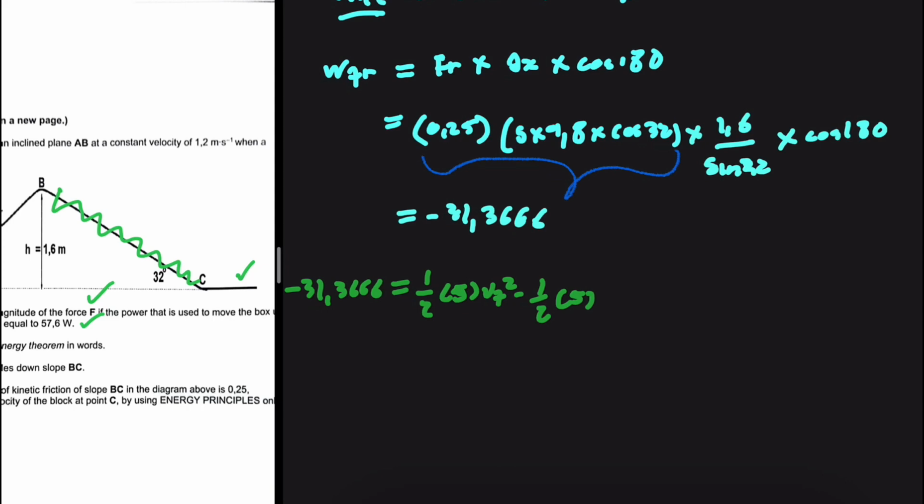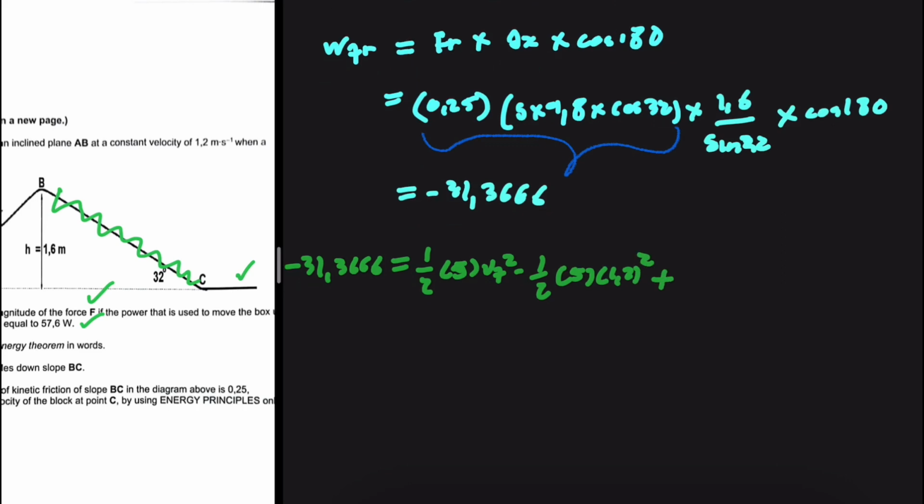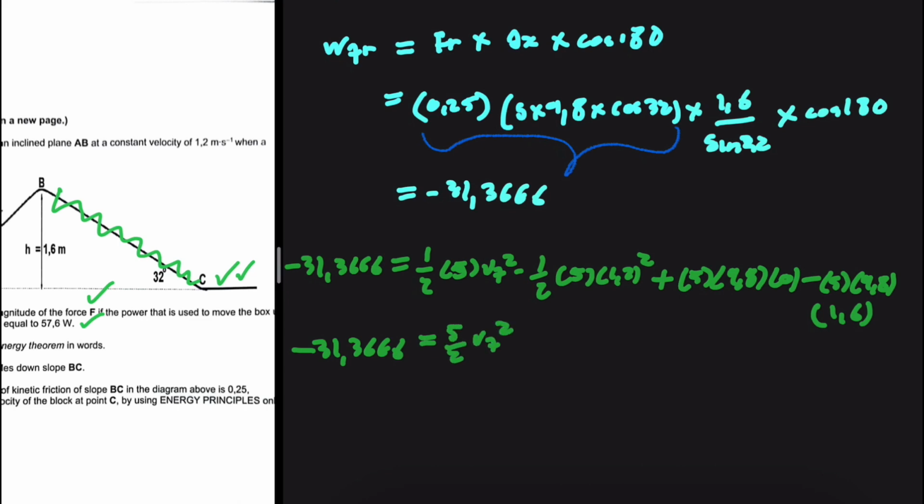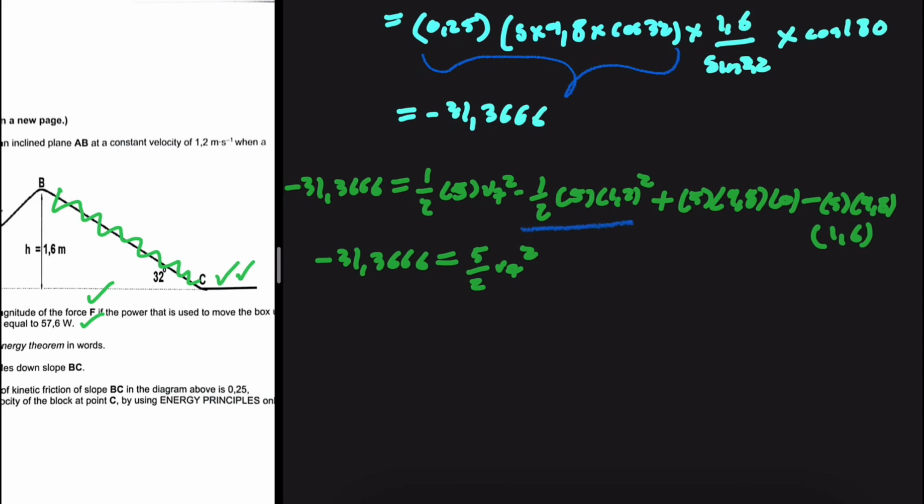Our object was moving at a constant velocity of 1.2 meters per second. Potential energy final will be the mass 5 kg multiplied by 9.8 multiplied by the final height at point C. That will be 0. The initial potential energy: the mass is 5 multiplied by 9.8 and then the initial height is 1.6. So minus 31.3666 will be equal to 5 divided by 2 Vf squared. So now we just need to add this term with this term. This will give us 0.